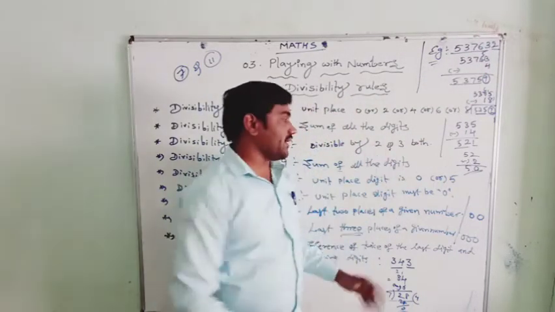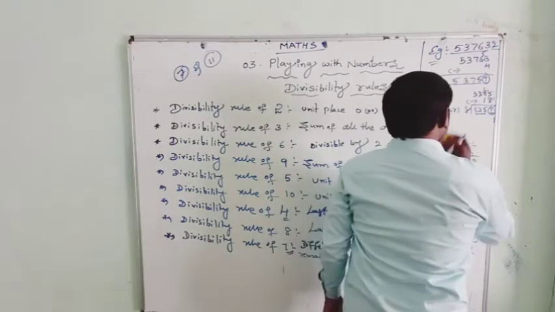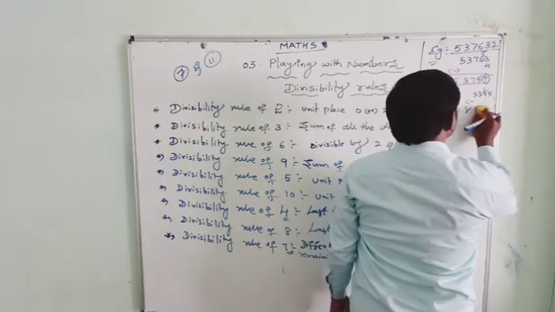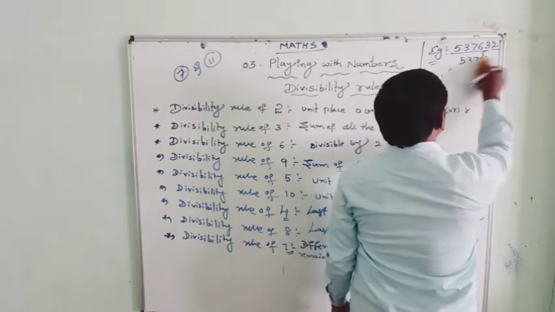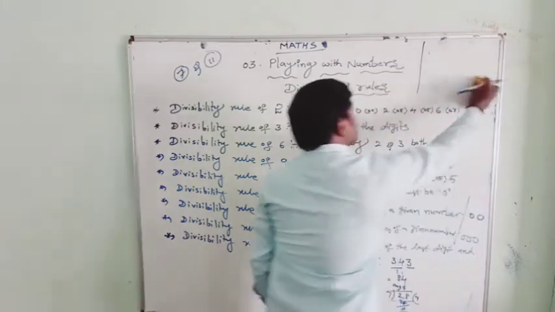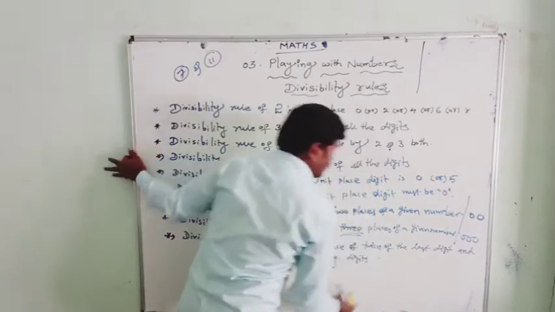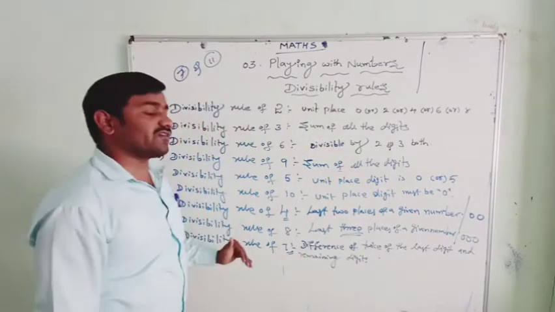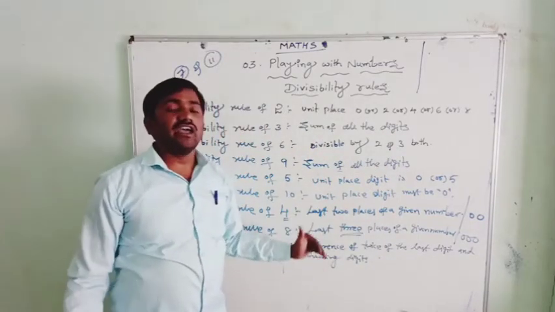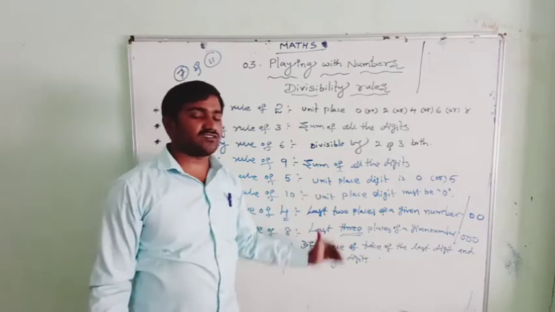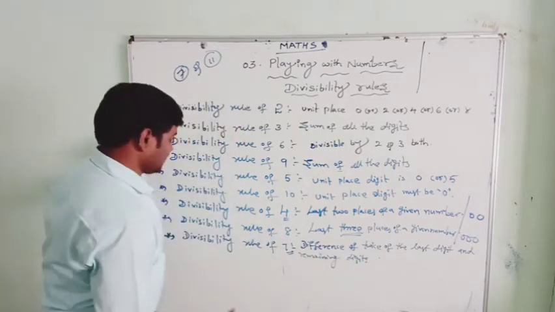I hope you understand now. You can check by taking some other numbers and do this process continuously so that you can understand which numbers are divisible by 7 and which are not. This is the formula you need to remember: the difference of twice the last digit and the remaining digits. If it is a multiple of 7 or divisible by 7, then the whole number is divisible by 7.